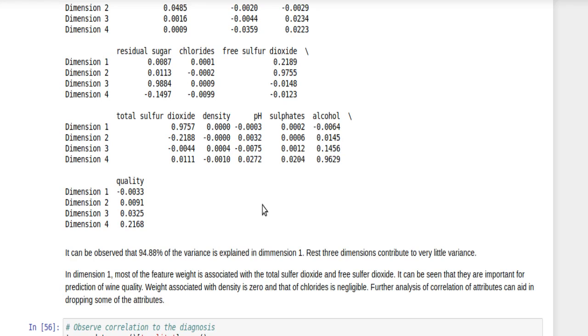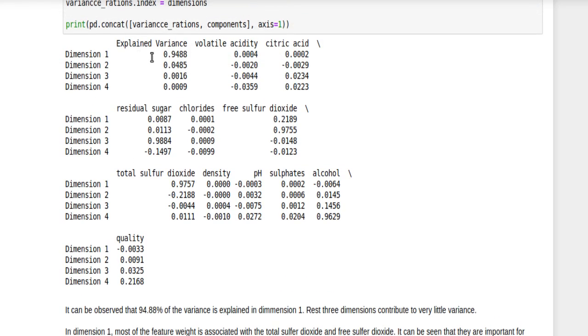In dimension 1, most of the feature weight is associated with total sulfur dioxide and free sulfur dioxide. See, total sulfur dioxide is here, which is 0.9757, and free sulfur dioxide, which is 0.21.